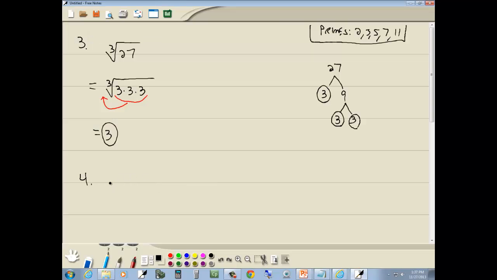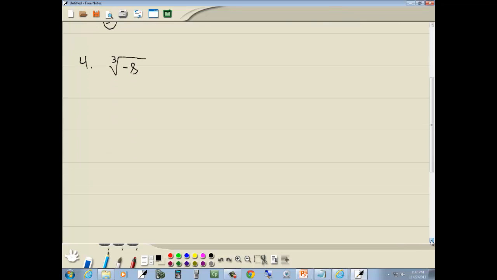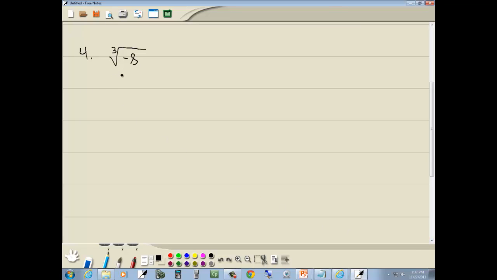Let's take a look at this one. We got the cube root of -8. Well, to begin with, if I just think about 8 alone, if I do the factor tree, first prime is 2. It's divisible by 2. 2 times 4. 2's prime, so we circle it. I go to 4. 4 is divisible by 2 also. 2 times 2. So it appears 8 is 2 times 2 times 2.